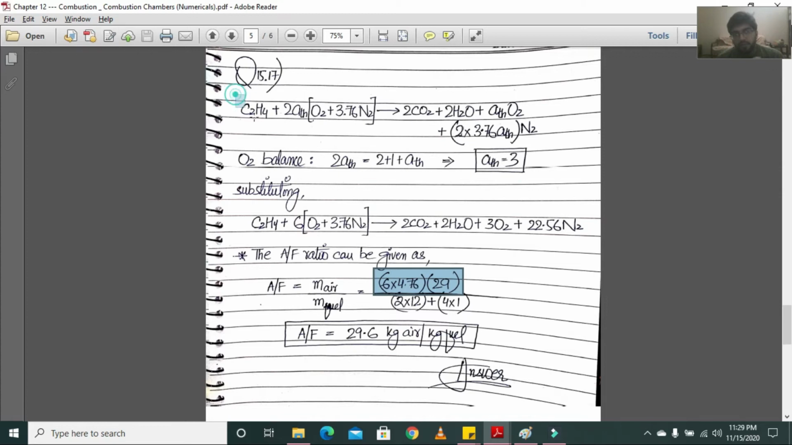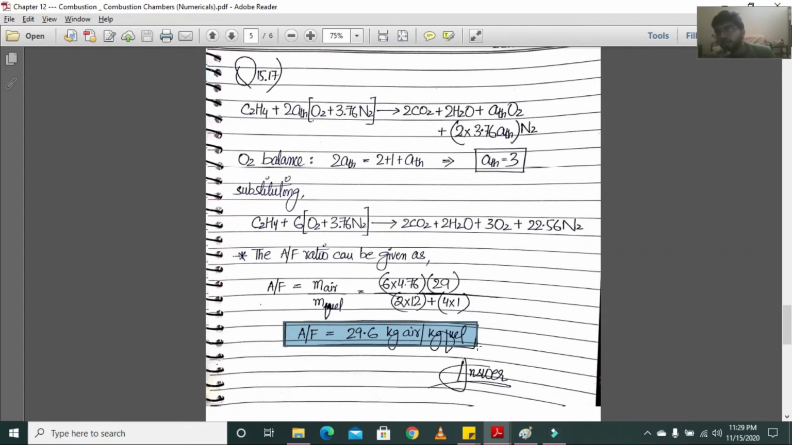And here you can see that we have ethylene, and I will simply multiply this 12 with 2 and 1 with 4. So we will add it to obtain the mass of the fuel. Then I will solve it to determine the value of the air fuel ratio, and it is coming out to be 29.6 kilograms of air per kilogram of fuel.